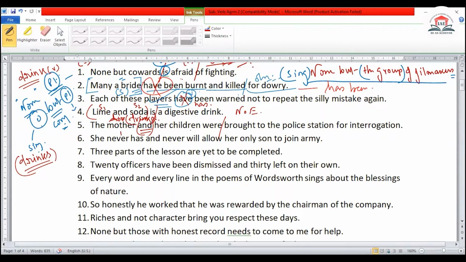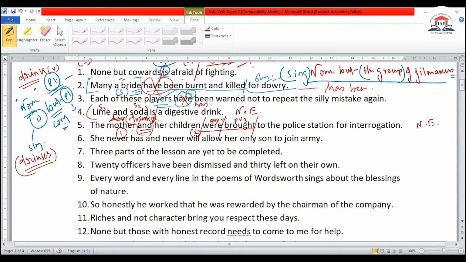The mother, one, and her children. Right? This is the second subject. So we have plural form, so my verb must be plural. Well, this is a verb form. Where is the auxiliary verb and what is PV3? That is the principal verb, third form, that is past participle. Very good. Then the sentence is no error.